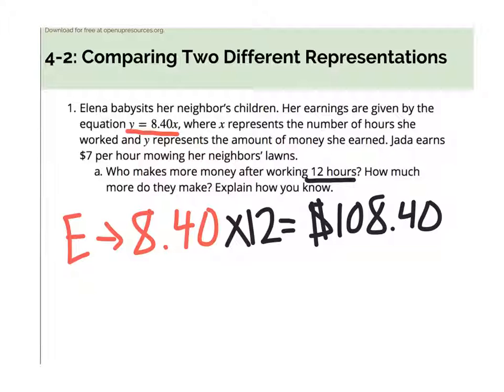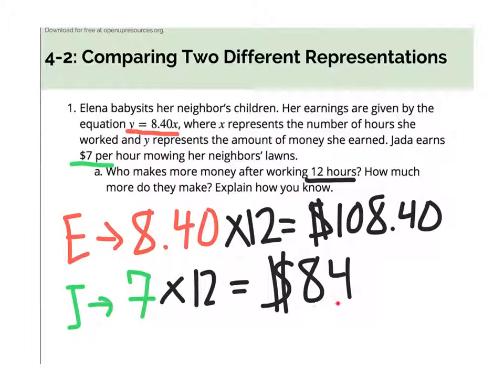We saw that Jada earns $7 per hour. So $7 for 12 hours, that's going to be 7, that rate, times 12, which gives us a total of $84. And I think we can see who makes more money. We might have guessed because Elena has a bigger rate than Jada. Elena's going to make more, and to find how much more, we can find the difference between these two numbers, 108.40 minus 84. That's that second part. How much more does Elena make than Jada? And then all of this work you can use as your explanation.